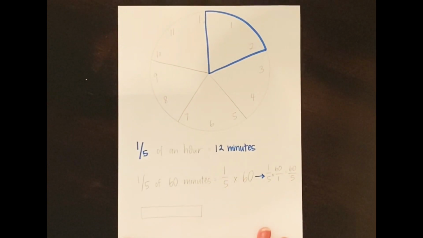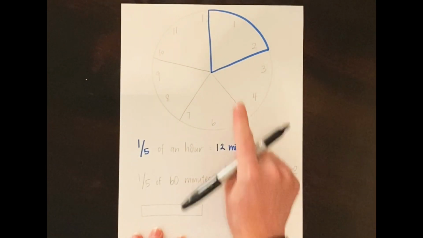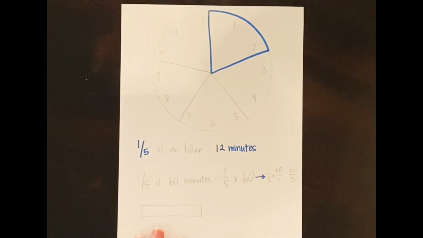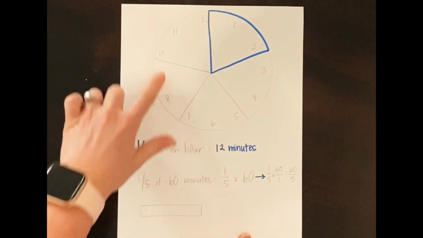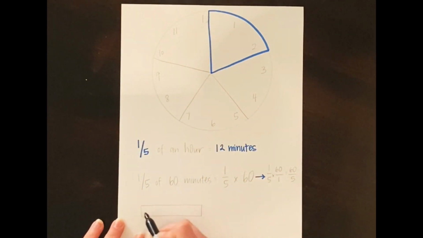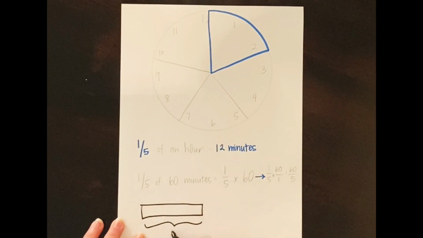If we look at fifths, I did my clock and I can see 5 equal sections. And I was really only able to do this because I knew what 60 divided by 5 was. I knew that I was taking my whole of 60 and dividing it into 5 equal groups. So that would be like this down here, my whole is 60 minutes, and I need to divide it into 5 equal sections. Each of these would be 12.